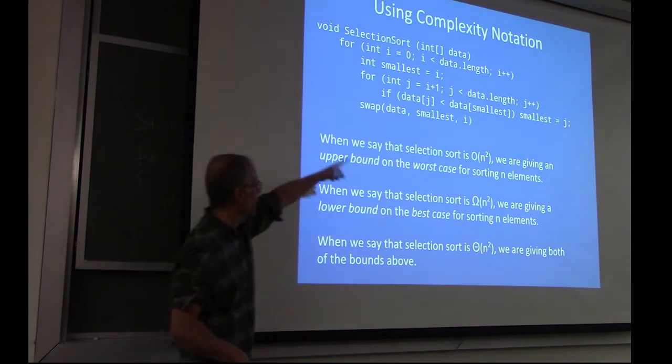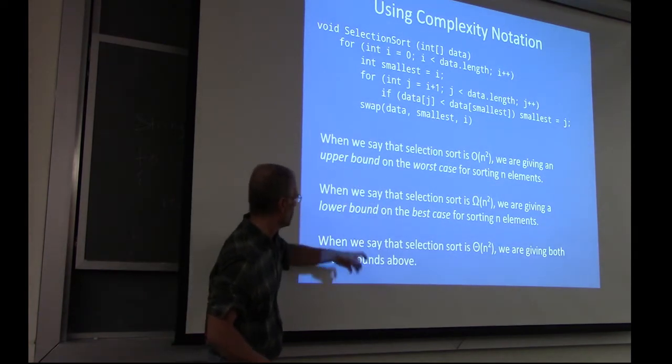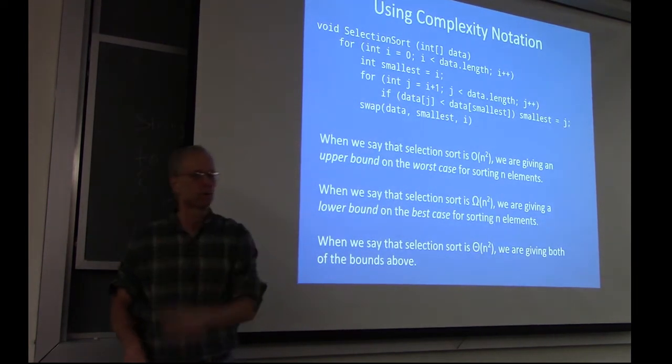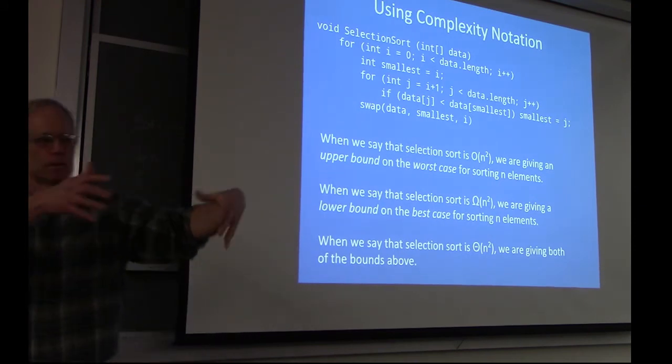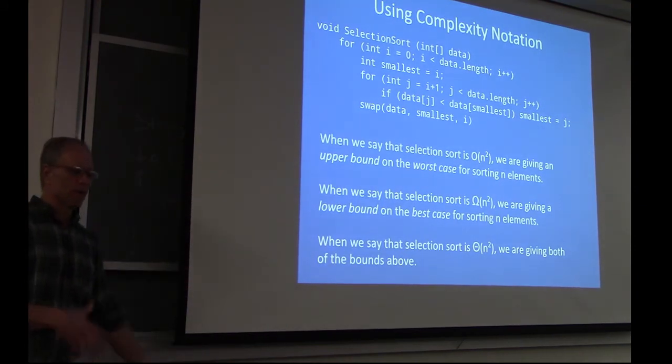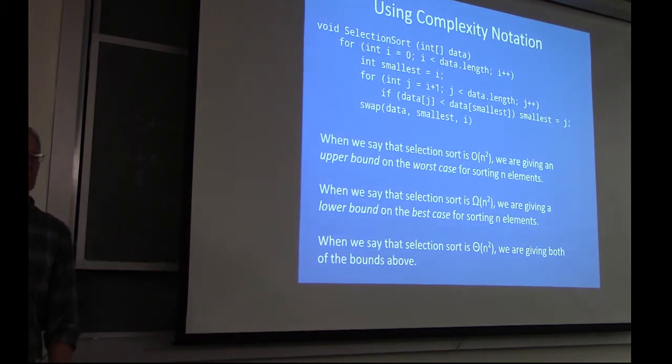And when the two are the same, it's O of n squared and omega of n squared, we can just say selection sort is theta of n squared. That means no matter the data, if you pick some array and sort it and draw the graph, you'll get an n squared curve.